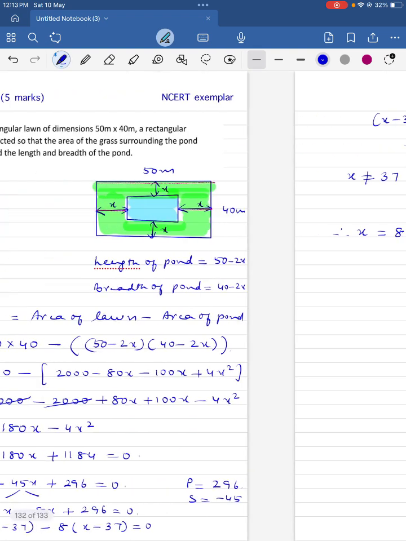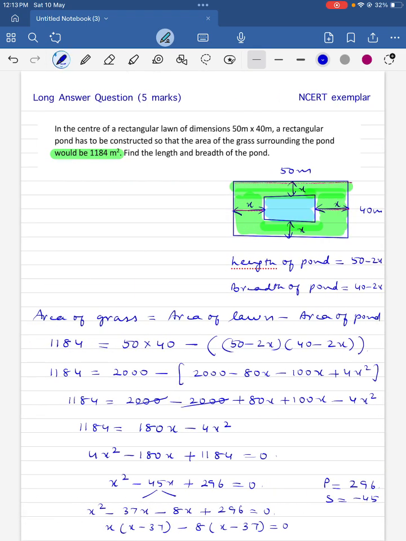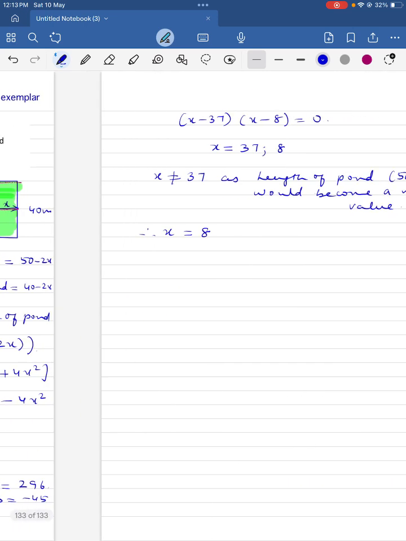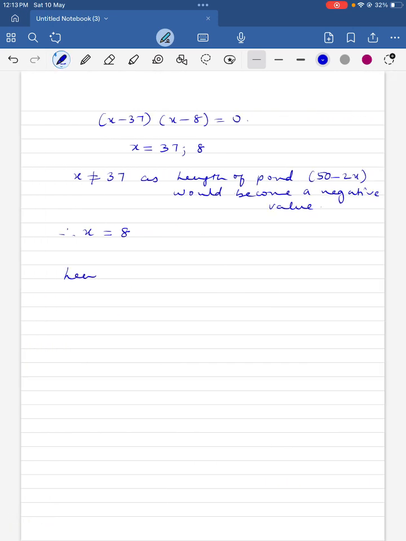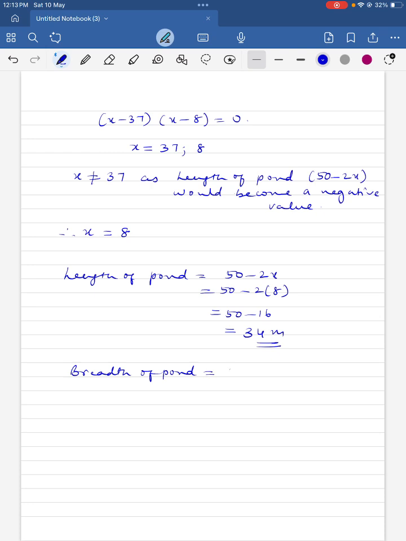Now, what have they asked you to find in the question? They have said, find the length and the breadth of the pond, which we have assumed as 50 minus 2x and 40 minus 2x. So, let's do the calculation. Length of pond is equal to 50 minus 2x. So, that is 50 minus 2 times 8, which is 50 minus 16 equal to 34 meters. And the breadth of pond will be 40 minus 2x, which is 40 minus 2 times 8, which is 40 minus 16, which is 24 meters.